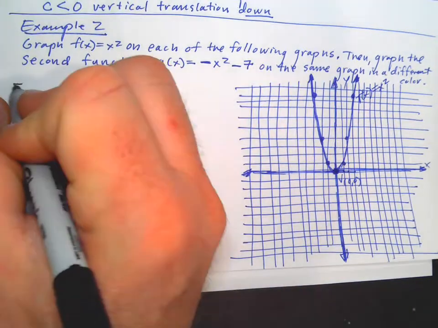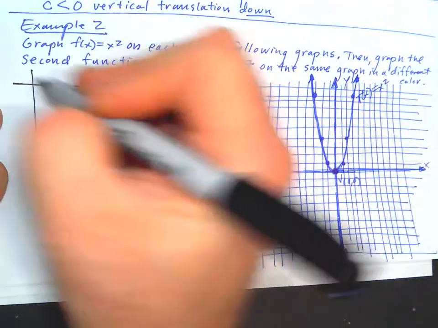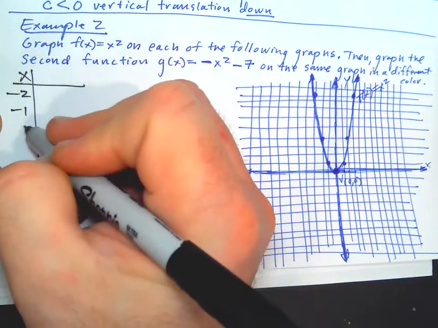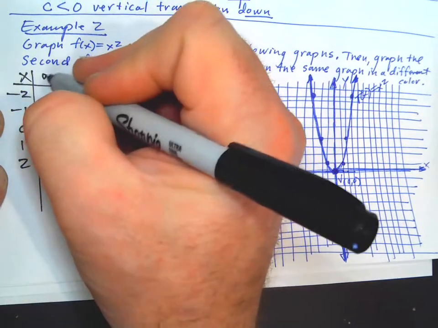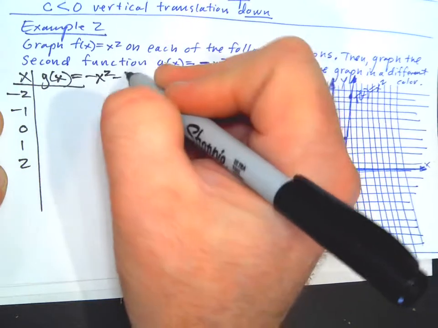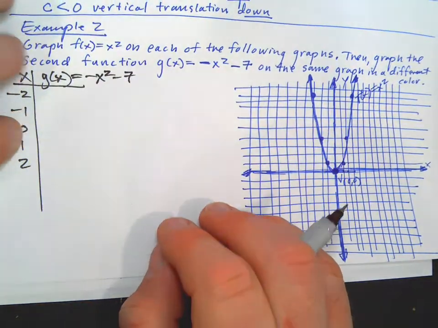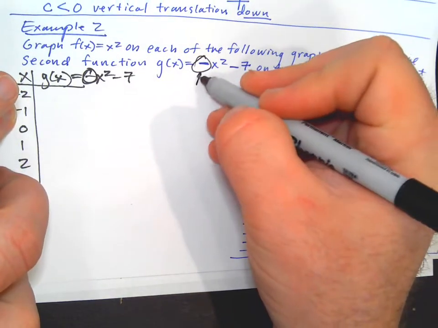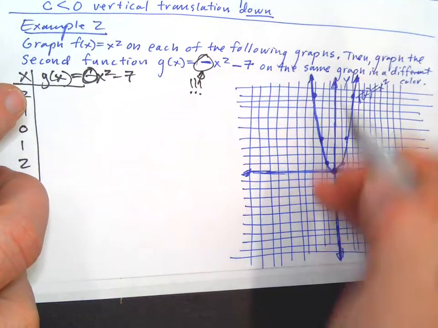Now this one right here, let's make a table. This one's going to be a little more complicated. So I'm going to probably show a little more work here. So now this one's interesting. It has this negative in front. What does that do to the graph?